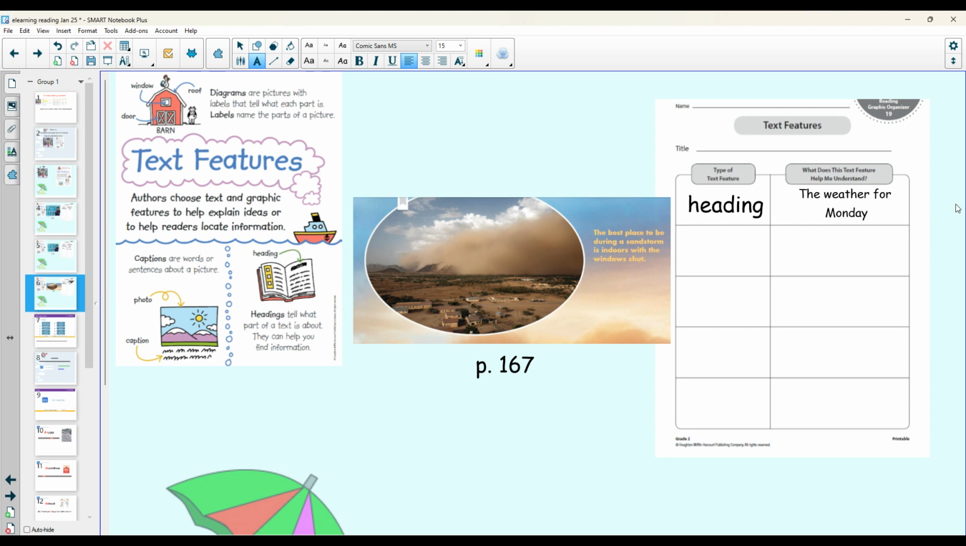Then I want you to tell me what that text feature helps you understand. Does it help you understand the part of a picture? Does it help you understand what's going on in the picture? Or is it a heading that tells you what this part of the text is going to be about? I'm going to give you a hint. The text feature of captions can be under a picture or next to a picture. Press pause, fill out your graphic organizer, come back to me when you're ready, and make sure you have your board marker eraser next to you.